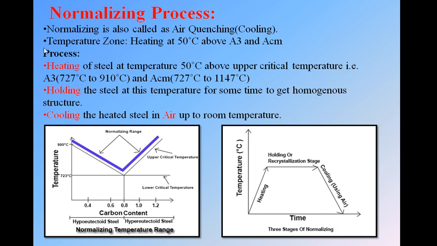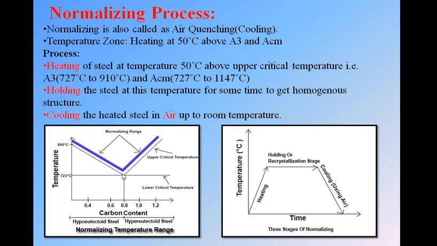The temperature zone is heating at 50 degrees Celsius above the A3 and ACM. As we know, in the iron carbon equilibrium diagram we have a total of 5 critical temperature lines: A0, A1, A2, A3 and ACM. In this we use the A3 and ACM lines. This line is the A3 line, that is from 723 degrees Celsius to 910 degrees Celsius, and this line is the ACM line, from 727 to 1147.